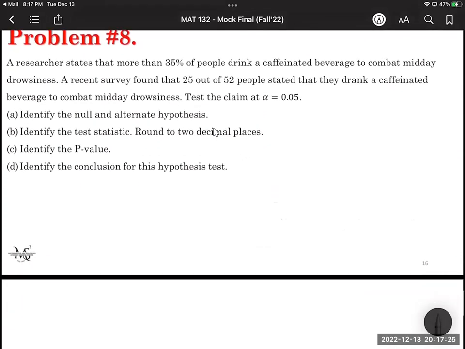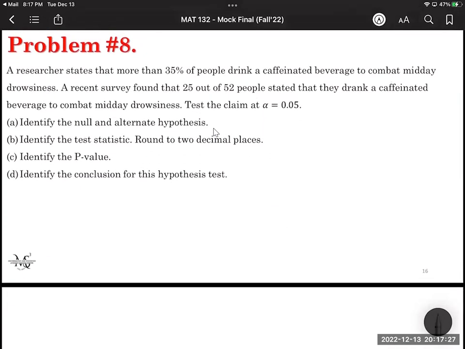So problem 8 states that a researcher states more than 35% of people drink a caffeinated beverage to combat midday drowsiness. A recent survey found that 25 out of the 52 people stated that they drank a caffeine beverage to combat midday drowsiness. Test the claim at your significance level. All right, so this is how we're going to work it out.